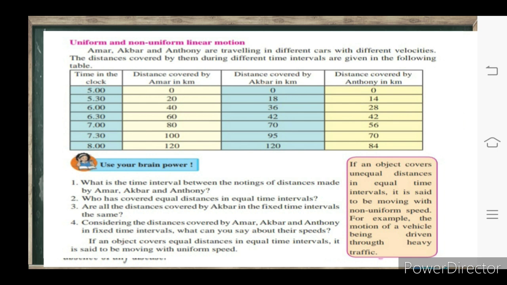If the object covers unequal distance in equal intervals of time, then it is said to be moving with non-uniform speed. For example, the motion of a vehicle being driven through heavy traffic. In traffic, the speed of the car always changes. That means the motion of a car in traffic is non-uniform motion.